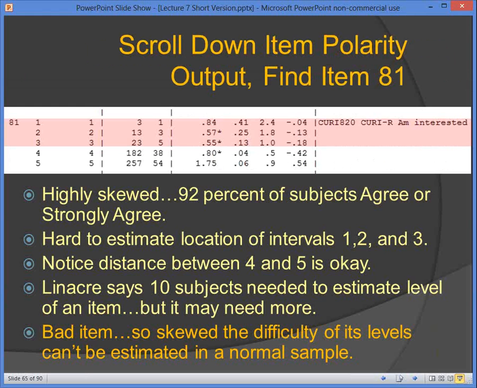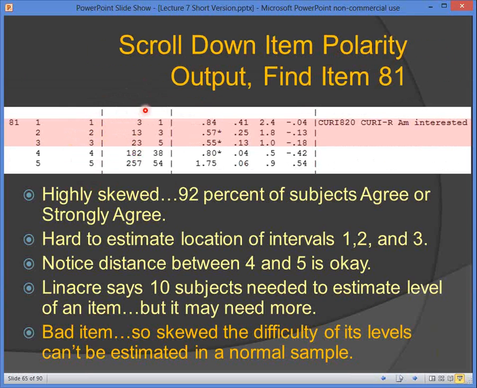Go back to the item polarity table and scroll down. Remember, the item polarity table is on the diagnosis menu. Pop up the item polarity table in Notepad and scroll down until you find item 81, and that's going to give us the frequency, in raw numbers and percentages, of subjects that endorse each level of the item. Is everyone able to do that?